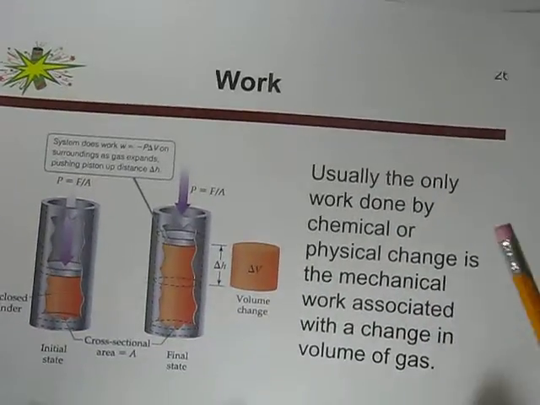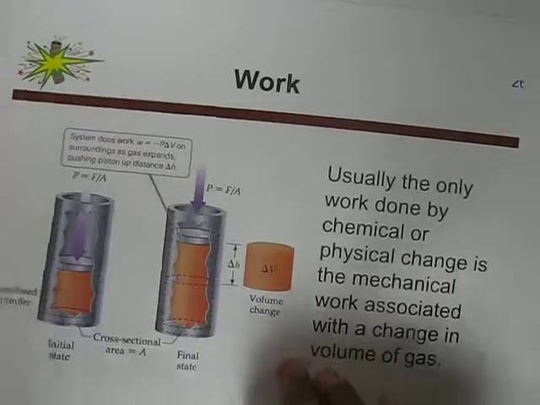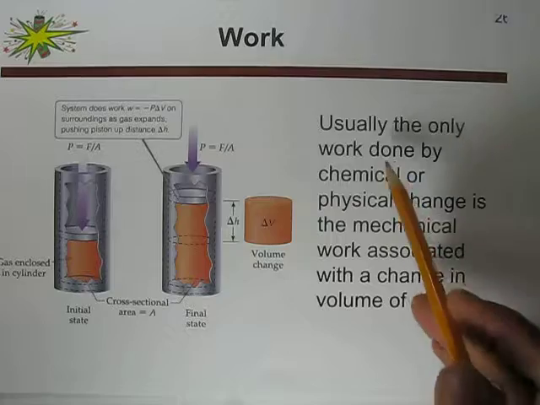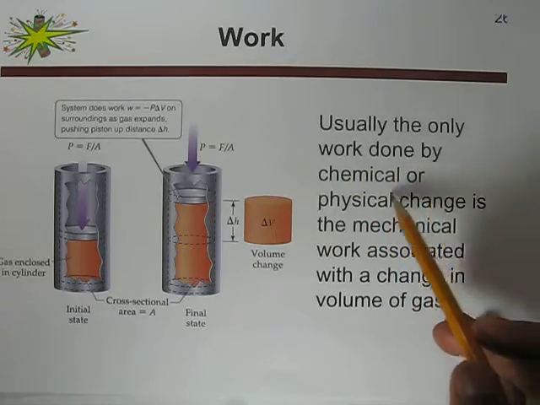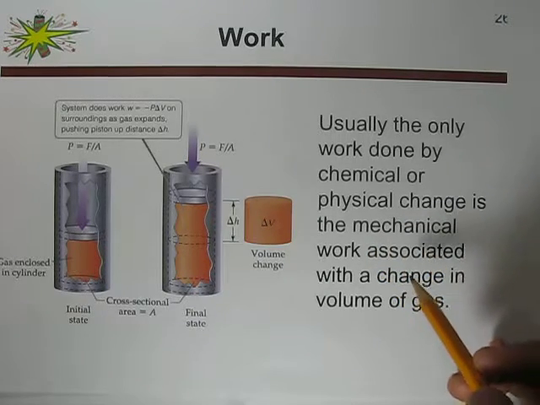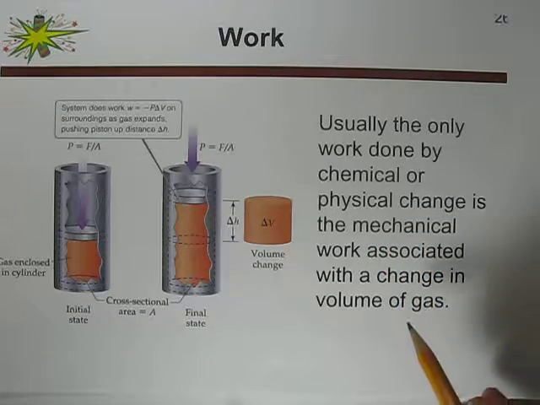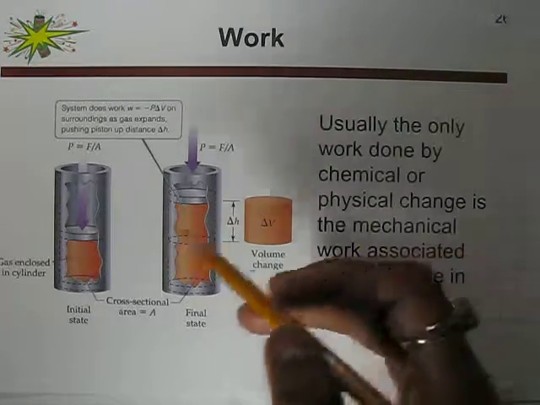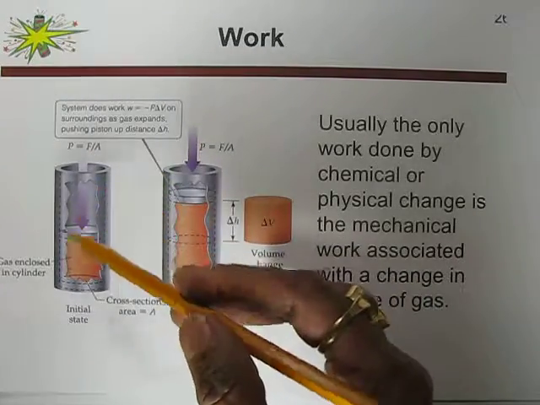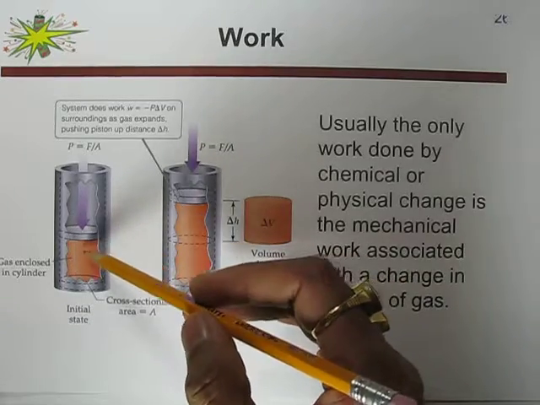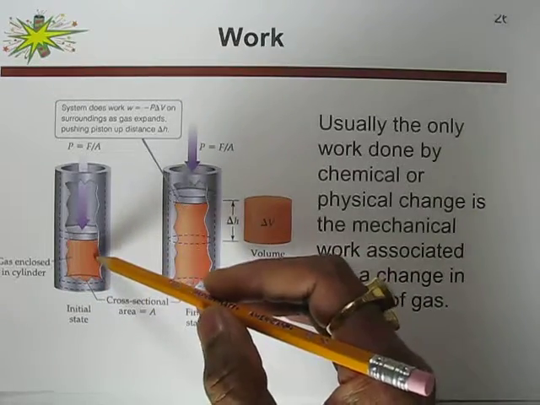Next is about work. What is work? How do we define work and how can we calculate it if the system is doing any work? Usually the only work done by a chemical or physical change is the mechanical work associated with the change in the volume of gases. In this picture, this is the initial state of the piston, which has some gas inside.